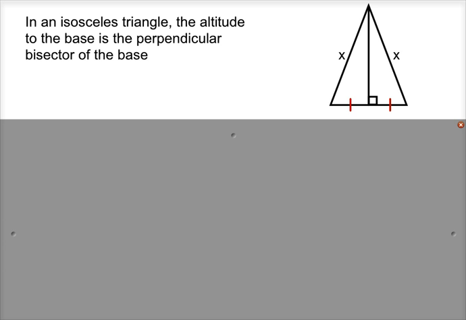In an isosceles triangle, the altitude to the base is the perpendicular bisector of the base. So here's what I'm looking at. If you know that a triangle is isosceles, if you see that the altitude is drawn in, then you should know that the base ends up getting bisected.